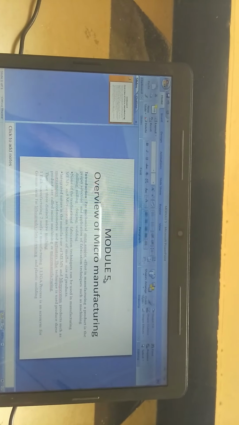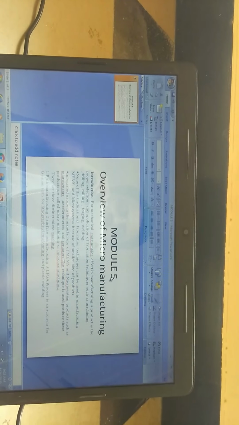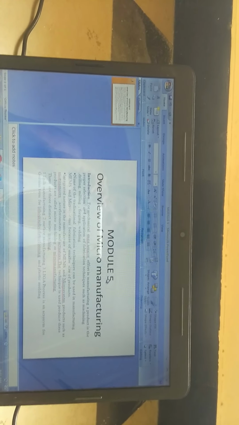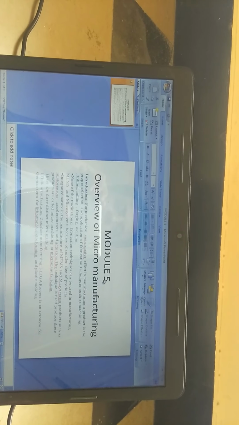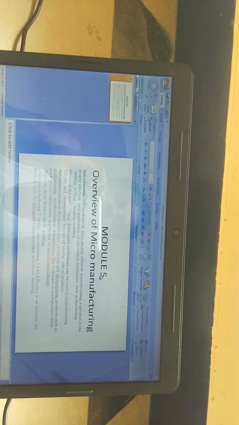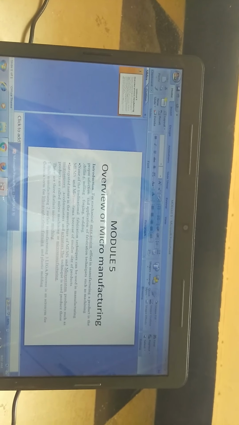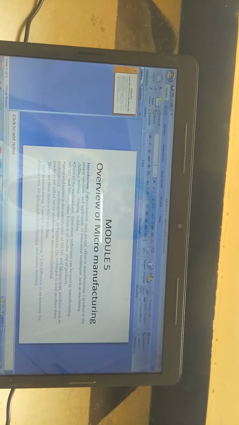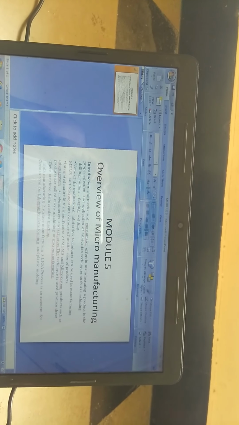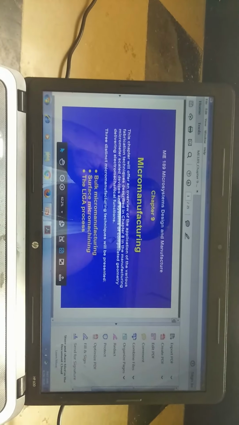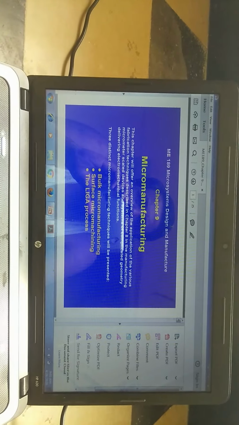There are three types of micro machining: bulk manufacturing, surface manufacturing, and the LIGA process. LIGA is a German term for lithography, electroforming, and plastic molding. We will study these one by one. The first is bulk manufacturing, then surface micro machining, and the LIGA process.